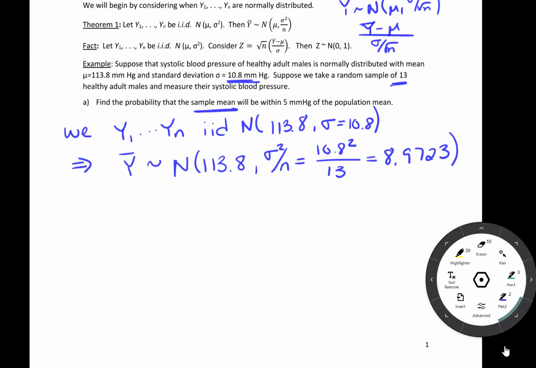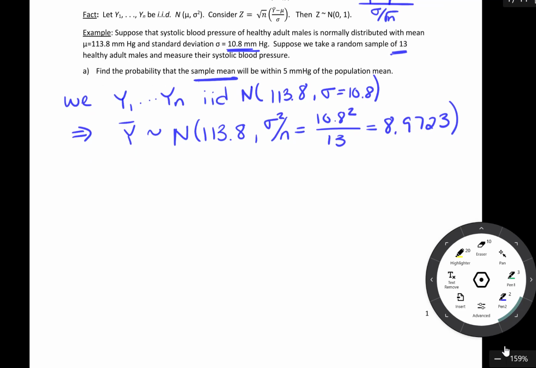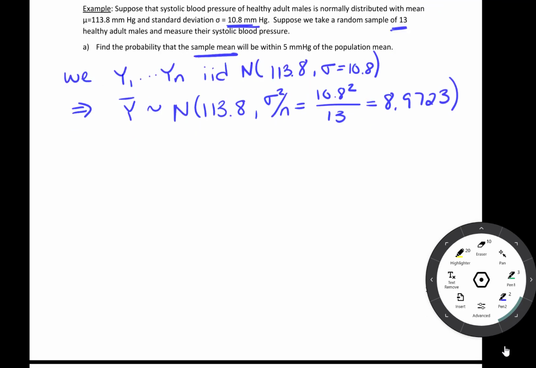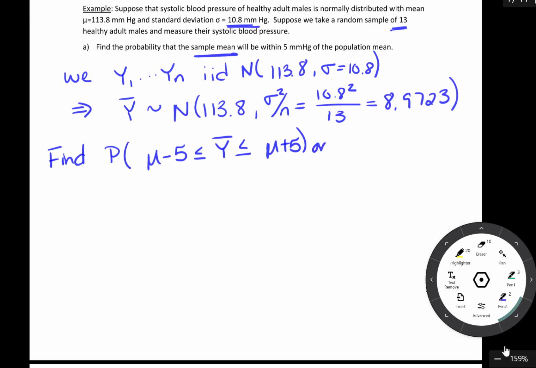Alright, so now that we know the distribution of y bar, we could find the probability that y bar takes certain values. So in particular, we want to find the probability that y bar is within 5 of the population mean. So this means the following. Saying that y bar is within 5 of the population mean is equivalent to the following probability statement. Or we could say the following.